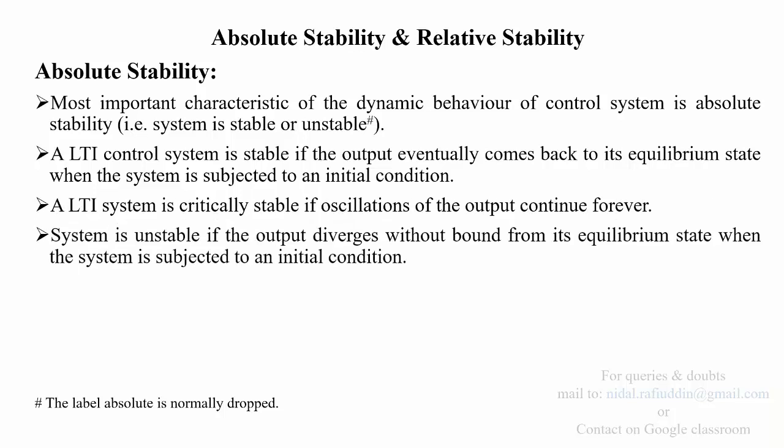And then a system is said to be unstable if the output diverges without bound from its equilibrium state when the system is subjected to an initial condition. So we are not talking about any sort of forced input or forced response of the system. We're talking about the natural response which arises due to initial conditions. So initial conditions are sufficient to state whether the system is stable or unstable without giving any sort of input from the outside.